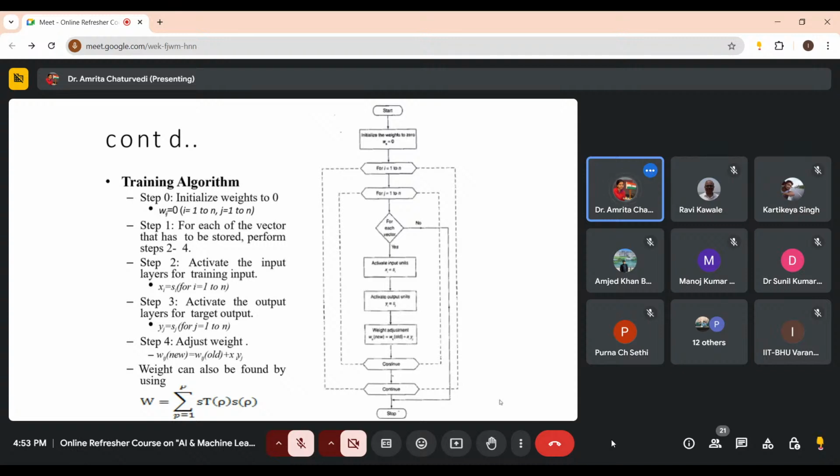Then you simply find out the weights by multiplying the input vector with the output vector, because that is your delta w. So W is equal to simply summation p is equal to 1 to P, where capital P is the total number of patterns, s transpose p into s p, because here the target is also equal to s, right? Output is equal to input. So s transpose p into s p.